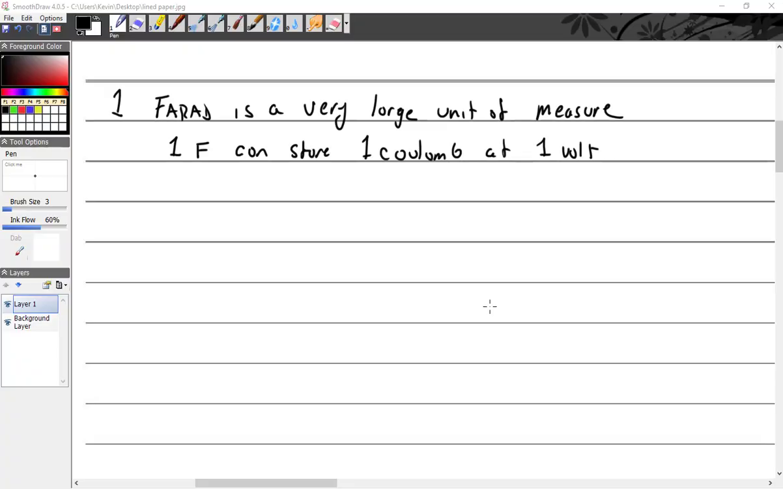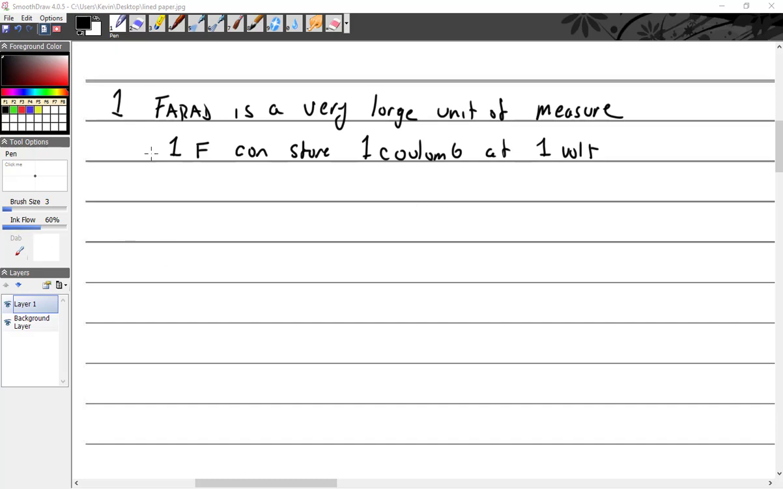Okay, so we're talking about capacitors, and we said 1 farad is a very large unit of measure. 1 farad can store 1 coulomb at 1 unit. How much is a coulomb again? 6.28 times 10 to the 18th power of electrons.